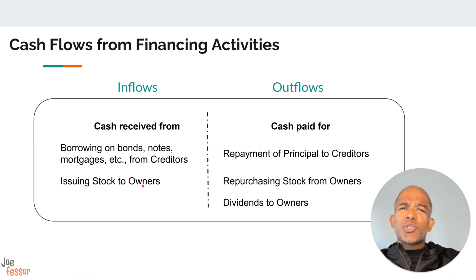This section is crucial because it tracks cash exchanges with external providers of capital, our creditors and our owners. On the left, our inflows are generated from borrowing cash by issuing bonds, notes or mortgages and from issuing stock to owners. On the right, the outflows show the cash used to service or adjust our capital structure. These include repayment of loan principal to creditors or repurchasing the company's stock and paying dividends to our owners.